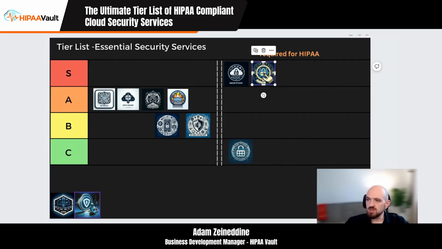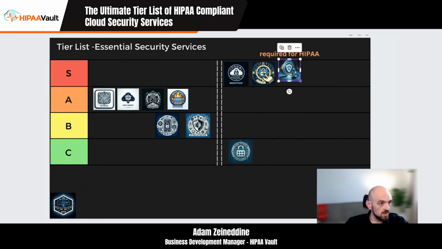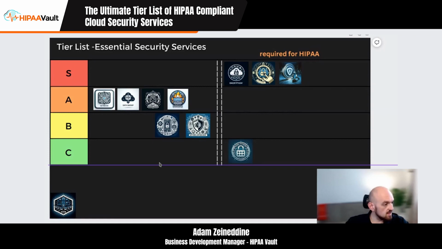Next is vulnerability scanning and management, also required for HIPAA, and it's in the S tier. And this essentially regularly identifies and manages system vulnerabilities to prevent potential exploits. So it scans the systems to alert if the software is running a little bit old and needs to be updated. And this is essential for HIPAA, because vulnerabilities can occur with older versions of software, so it's required for HIPAA.